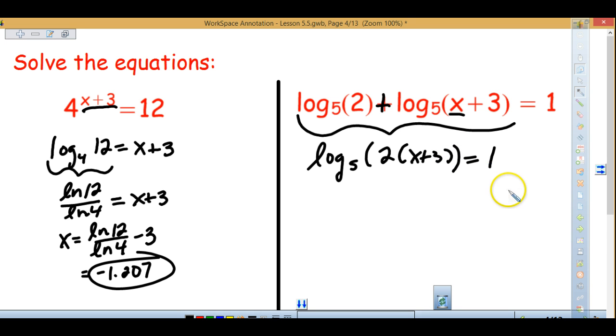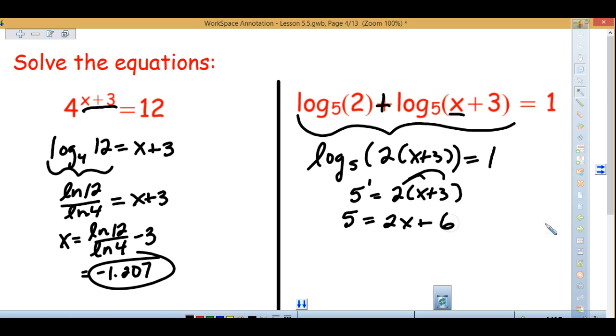All right, so then if I want to switch that to exponential form, I have 5 to the 1 power is equal to 2 times quantity x plus 3. Probably want to distribute the 2. 5 to the 1 power is just 5. Okay, so then I subtract 6, so I get negative 1. So x is equal to negative 1/2.